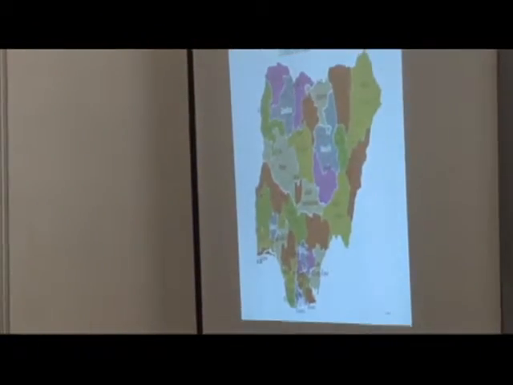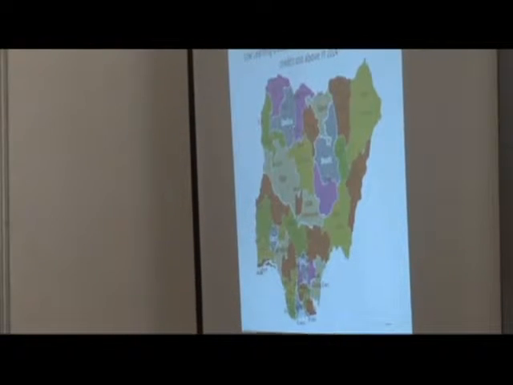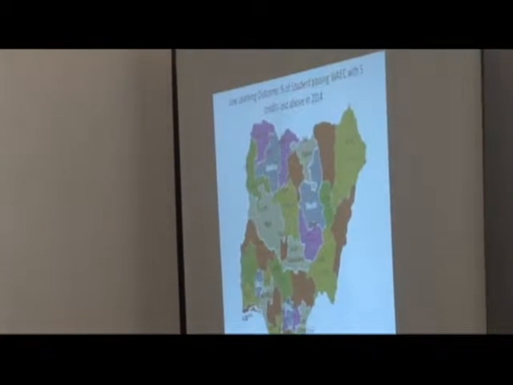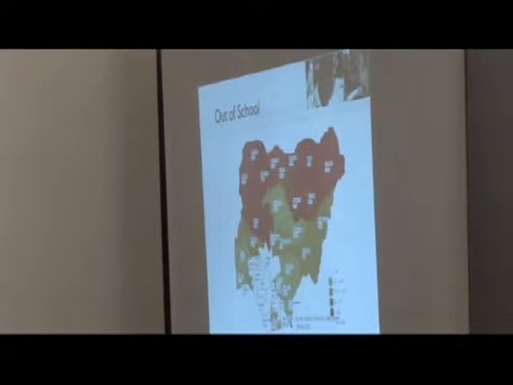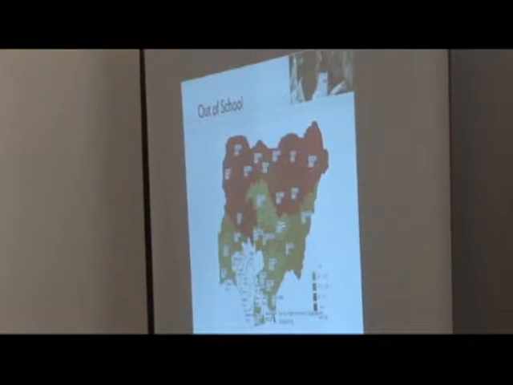What is it? In terms of learning achievement. Next, please. And these are the outcomes I've spoken about, and you can see that in the north is where we're having challenges. Next, please. Out of school children as well, we're having a challenge. When children are not in school, how do they learn? So we have a big problem, and that is also focusing on the north.